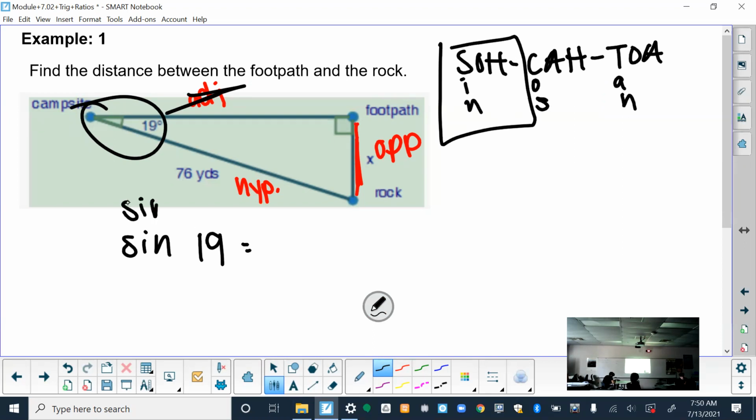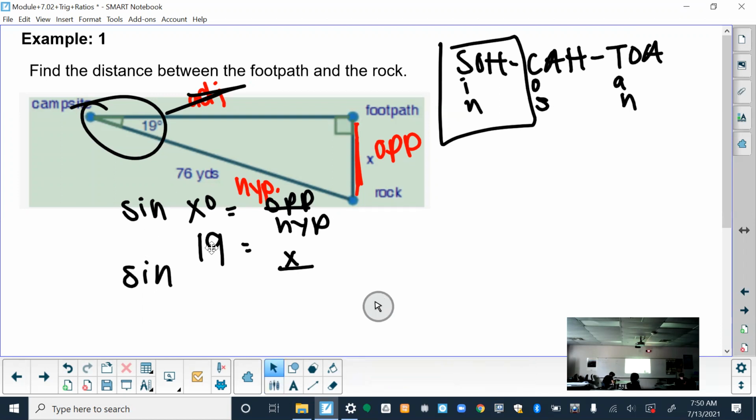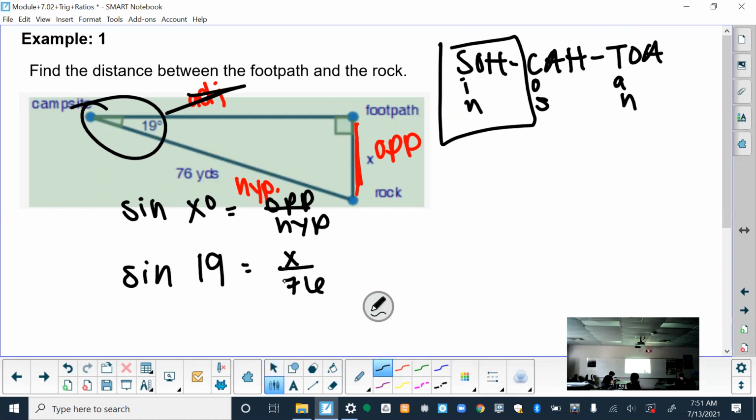So here, let me put it this way, actually. So we have sine of an angle equal to opposite over hypotenuse. That's the definition of sine. We do have the value of the angle. We have opposite listed as x in the picture, and then we have the hypotenuse labeled as 76. All right, since we have 2 out of the 3 pieces of information, we can now solve for x.